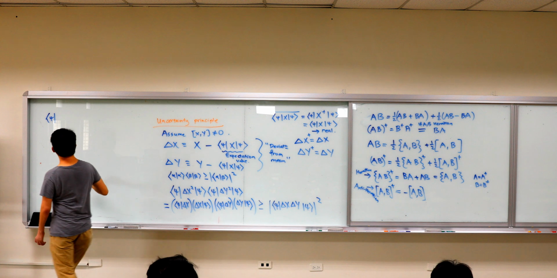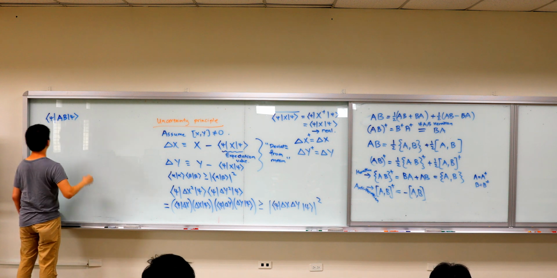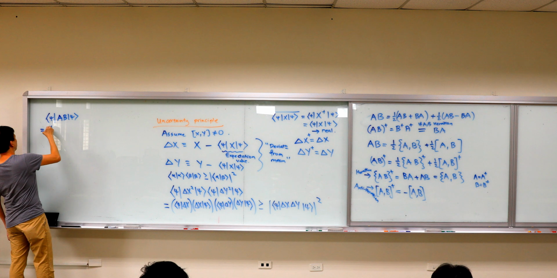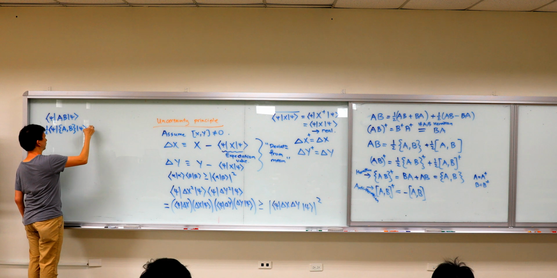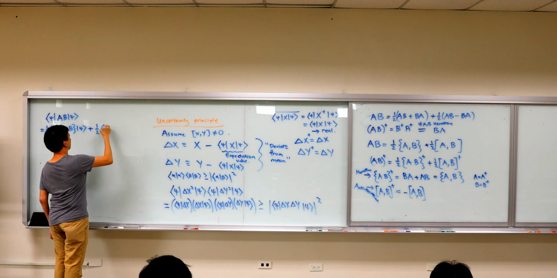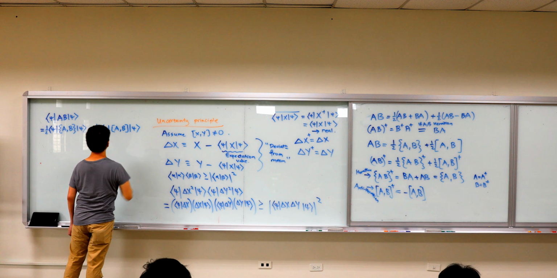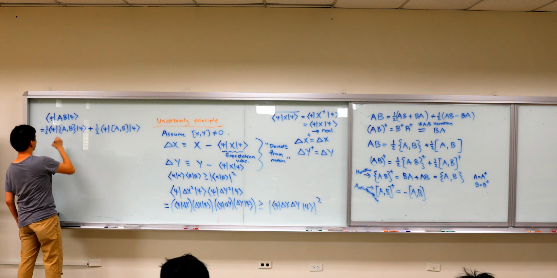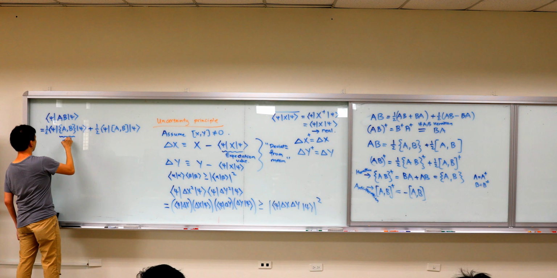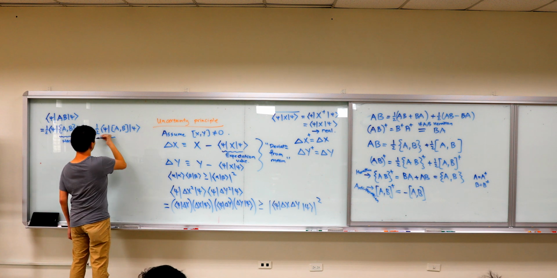Okay, so we have AB in psi, and what we've done is we have broken it up into psi, one half anti-commutator, plus one half commutator. And this guy is Hermitian. Okay, this is Hermitian. Whereas this guy is anti-Hermitian.